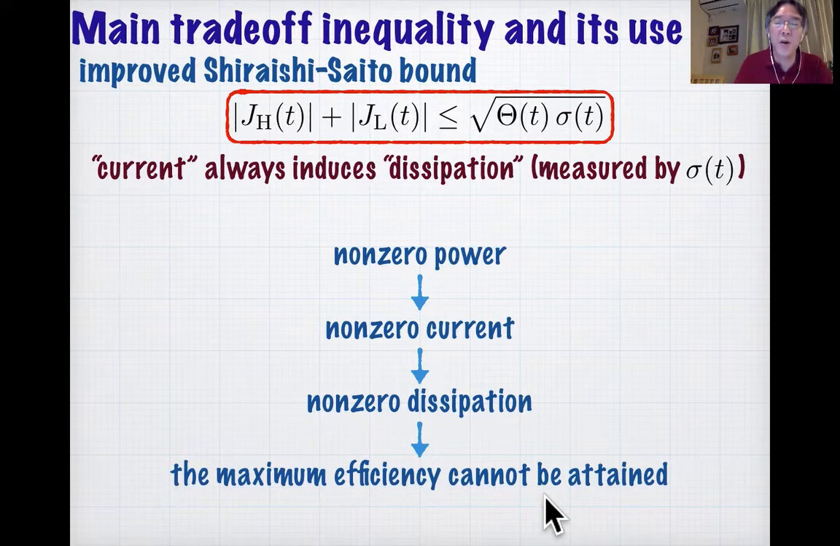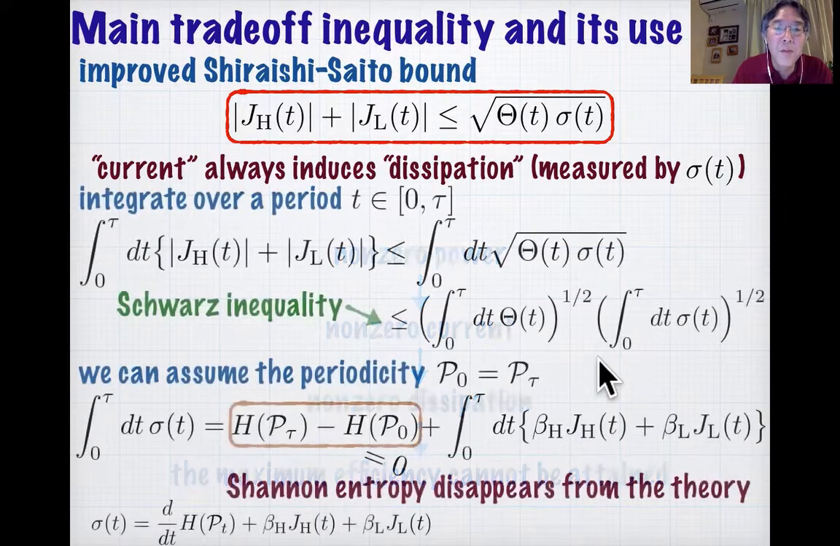So this is a rough story, but let me make this statement more precise. Actually, I will discuss the proof of this very interesting inequality later. So let me show you how we apply this inequality to the problem of efficiency and power. Okay, so let's go. Okay, so this is the basic bound.